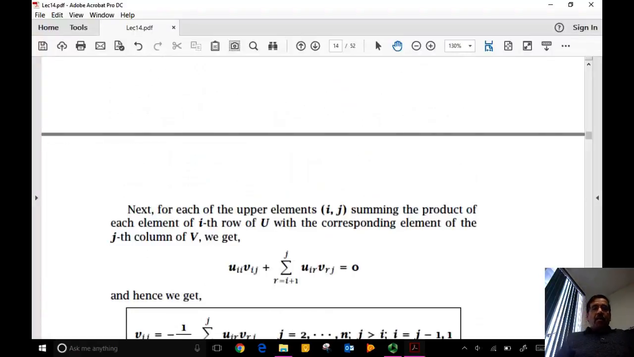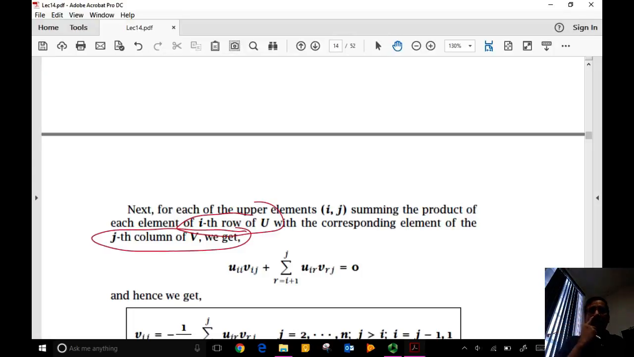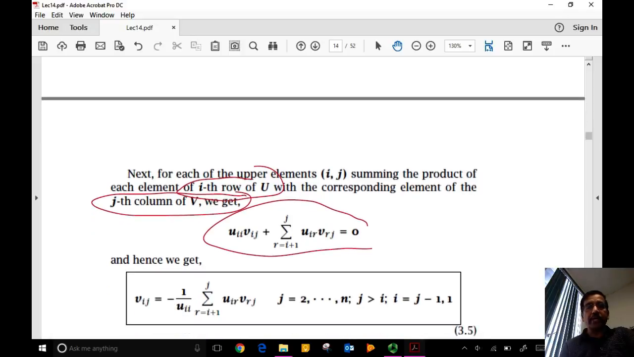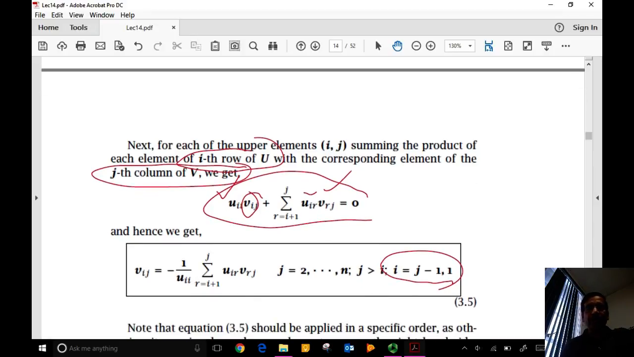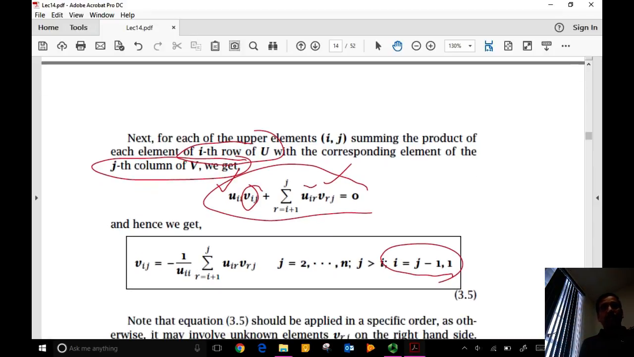Next, what you do is take the ith row of U with the jth column of V. Take the product, okay, and you will get an equation like this after dropping all the zeros. And you will find that in each one, you have only one unknown, Vij. Uii is known, and these will all be known if you do the calculation in a particular sequencing again, from the last to the upwards. So each equation has only one unknown. You don't have multiple unknowns in the same equation. You're not once again solving a system of equations.